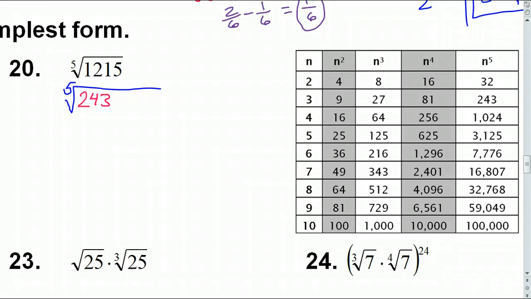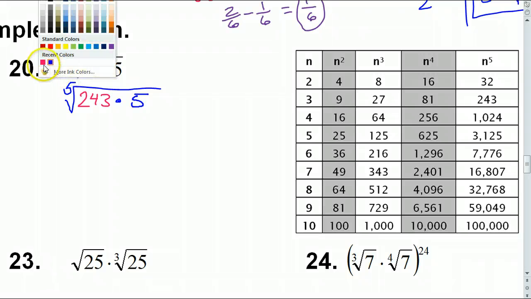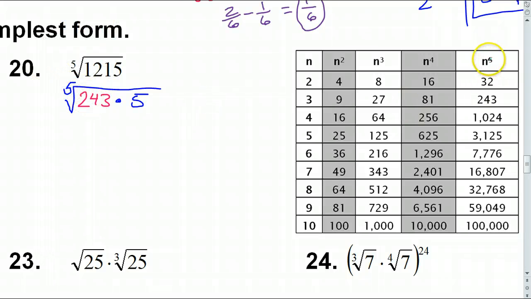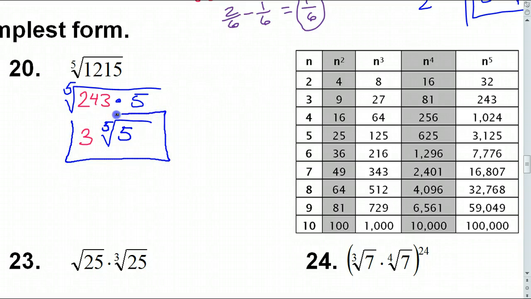243 times 5. Now 243 is on the list, so that can be simplified, so I put it in pink. Now the fifth root of 243 is 3. So I can replace this with a 3 outside the radical. Now everything here in blue is going to be left behind. So I will still have the fifth root of 5. So this would be the final answer for number 20.